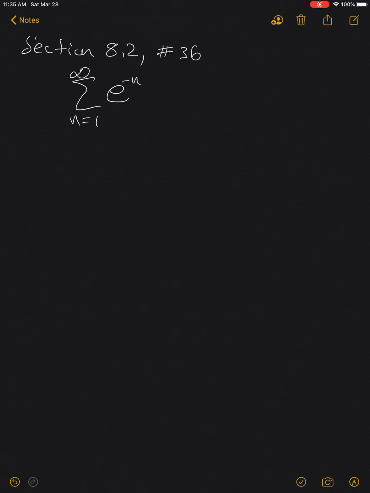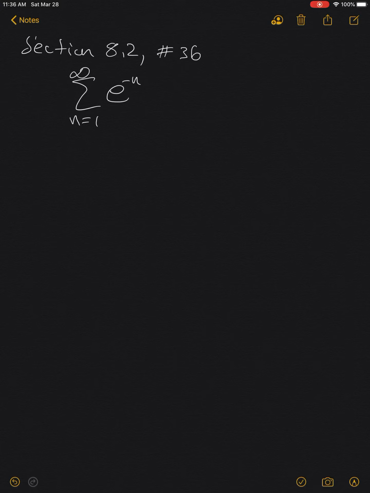Okay, this is section 8.2, exercise number 36. There's two parts to this exercise. I'm going to focus on the latter part, part B: determine whether the series converges or diverges. If it converges, state what it converges to.